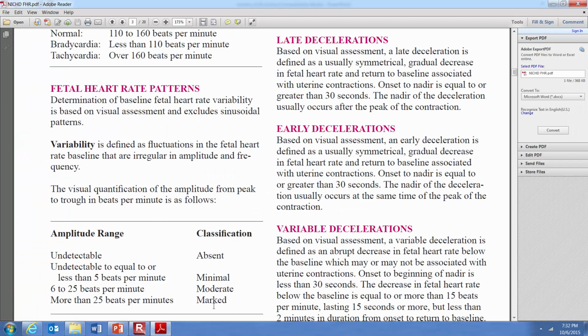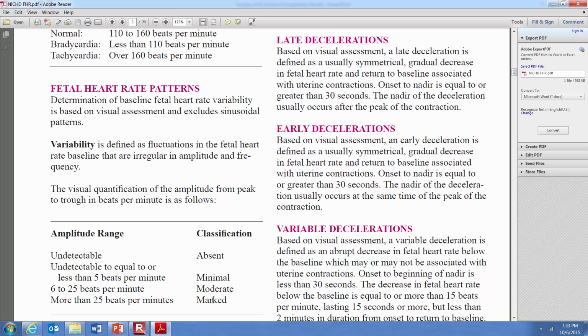If our baby has marked variability, so more than 25 beat variations in this heart rate or in this variability, then we have marked variability, and that's not good. That's our baby working his butt off to be oxygenated. That baby is trying to be oxygenated, okay? That baby is working hard to be oxygenated, and that baby is going to end up getting tired, okay? So with absent variability, minimal variability, and marked variability, we need to help our baby.